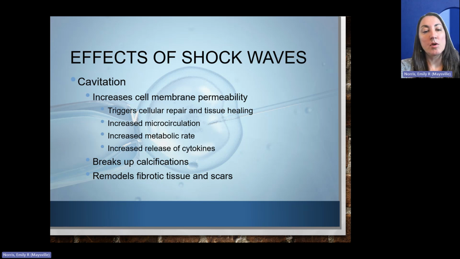So the bottom two are like the most important and specific about this modality compared to others, that shock waves break up calcifications and they help remodel scar tissue. So make sure you remember that for sure.